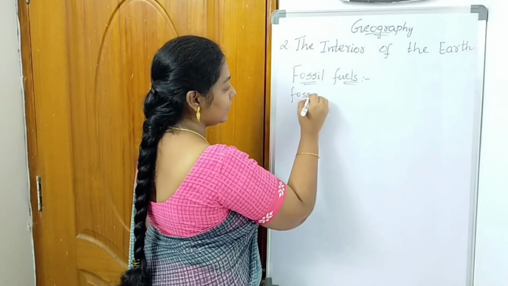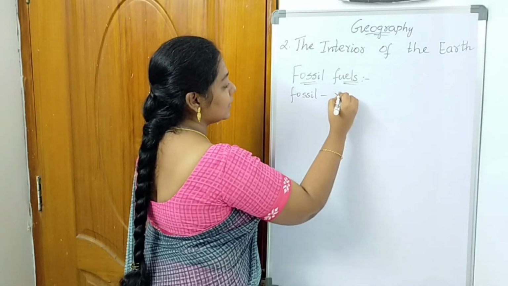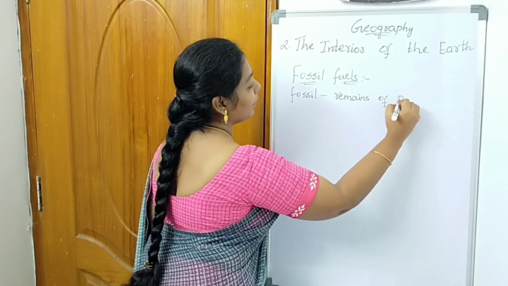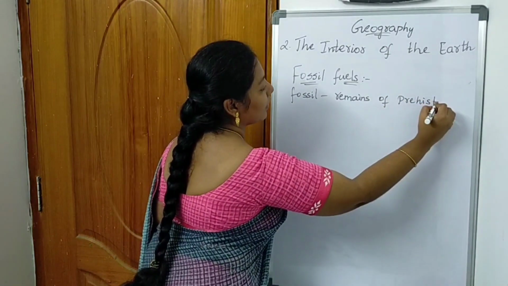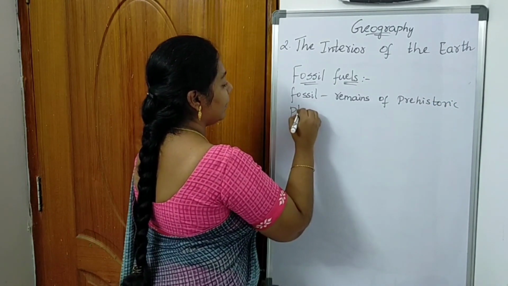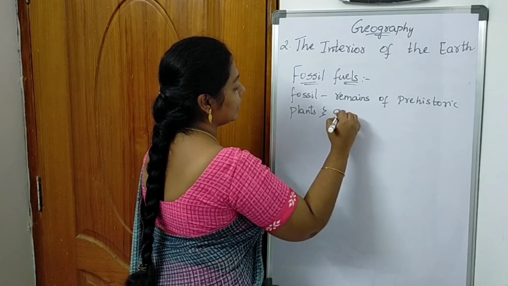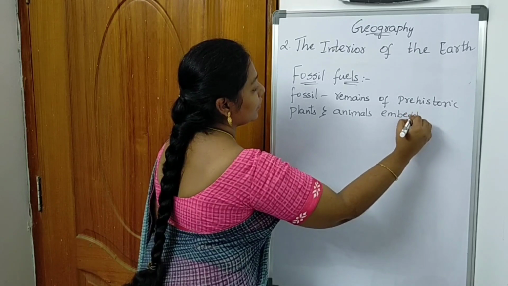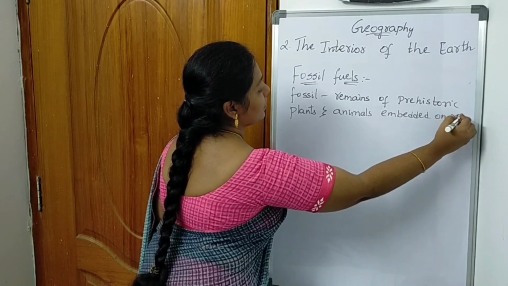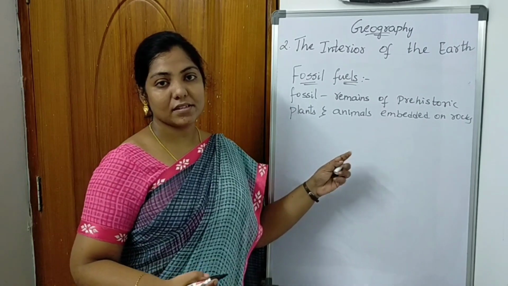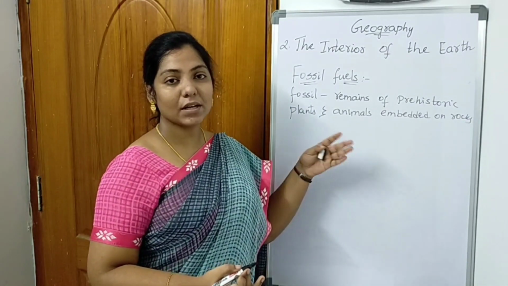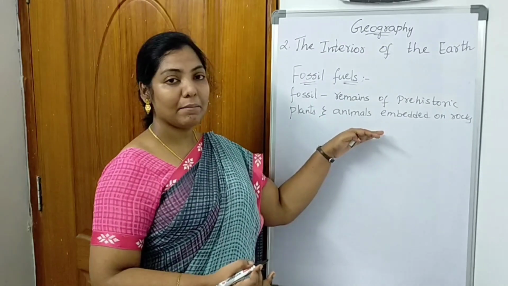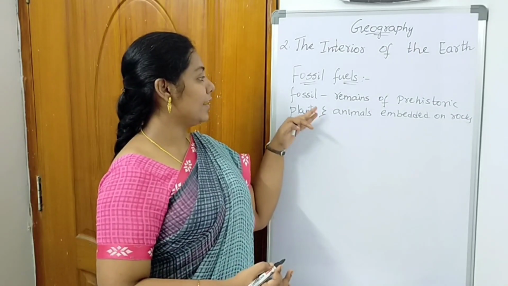Actually, what is a fossil? A fossil is the remains of prehistoric plants and animals embedded on rocks. We can say decades ago, the remaining materials of plants and animals were embedded on the rocks. So that is called as fossil.